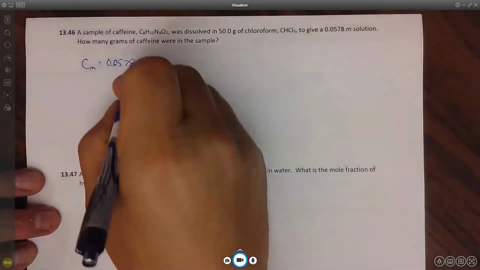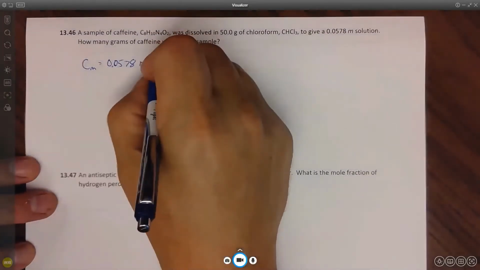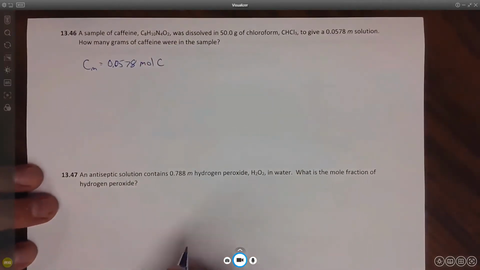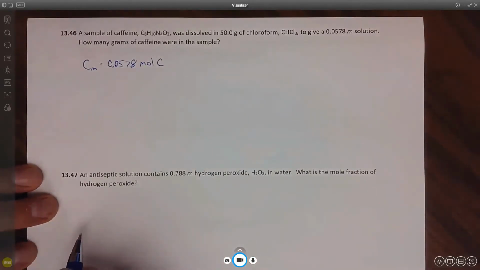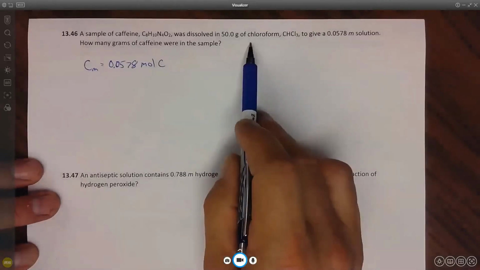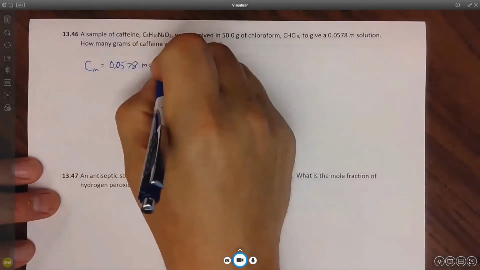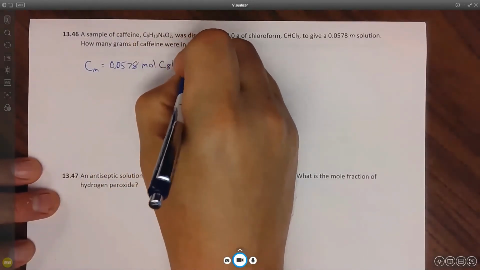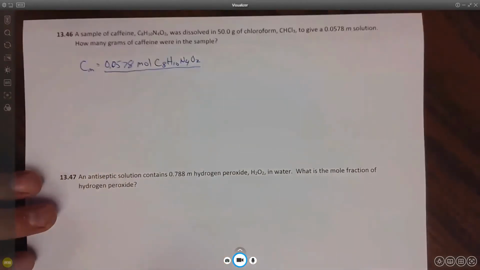Okay, so I want you to be specific. Moles of what? What is our solute? CHCl3. That's the solvent. Dissolved in means that that's our solvent. So what is the solute? Chloroform. Chloroform is our solvent. Okay, I'm reading it wrong. It's the caffeine then. Yeah, it's caffeine, right? So C8H10N4O2. And then it is over what?